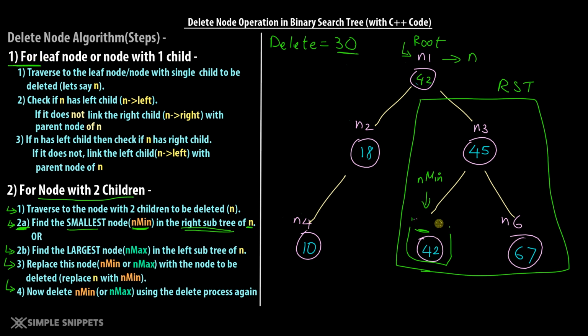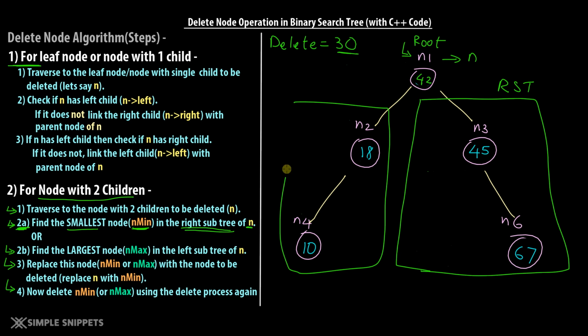And when you delete this node, this 42 is erased, but basically what has happened is this 42 is copied into n1 now. And now if you still apply the binary search tree rule, you can see the right subtree values are 45 and 67, which are greater than 42. The left subtree values are 18 and 10, which are smaller than 42. So the rule is still maintained. So this is how you go about deletion of a node with 2 children.